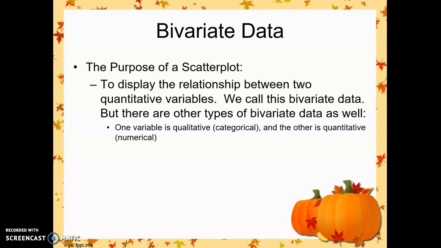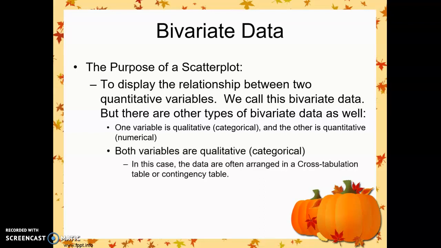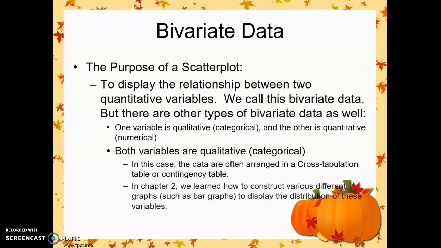3.2 and 3.3. But we want to understand there are really three different kinds of relationships with bivariate data. As I mentioned, you might have one qualitative or categorical variable, and the other might be quantitative or numerical. Both of them might be categorical, or we might have two quantitative variables. And again, we'll study those two quantitative variables in sections 3.2 and 3.3.